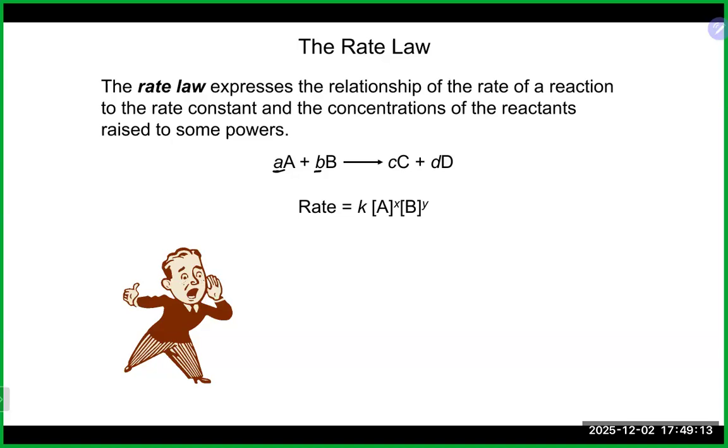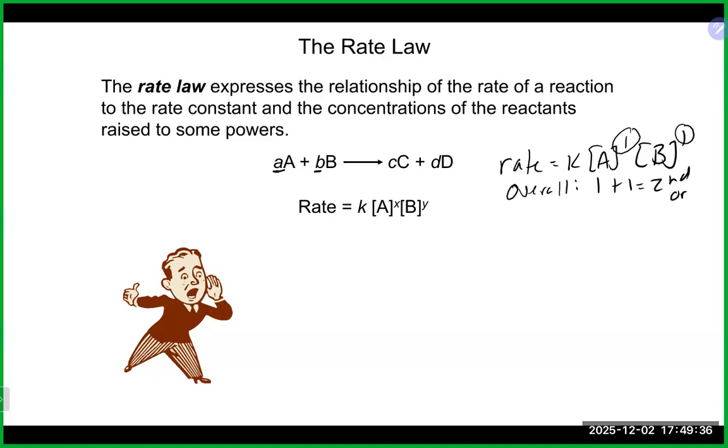So, for example, if we had a rate law like the rate is equal to k times A to the first order and B to the first order, which typically you don't write with the ones, but I'll just put them in here. Just like anything in chemistry, if we don't see anything on the top there, it is assumed to be 1. The overall order for this reaction, by the way, would be 1 plus 1, which is a second order reaction.